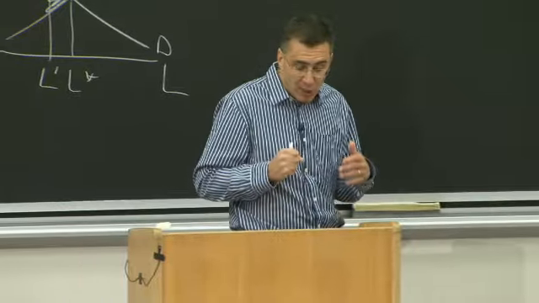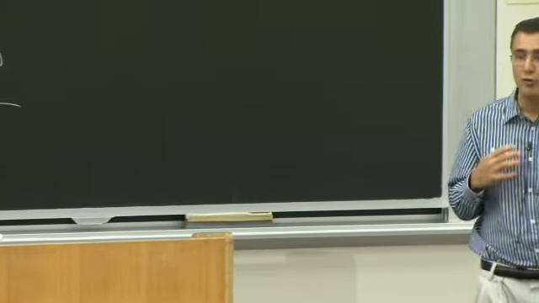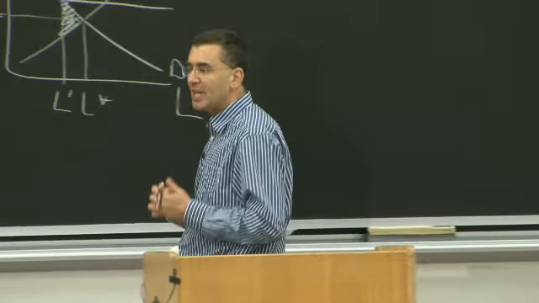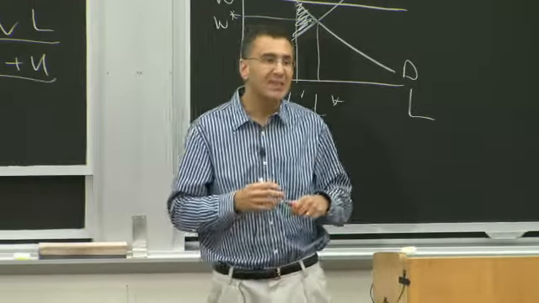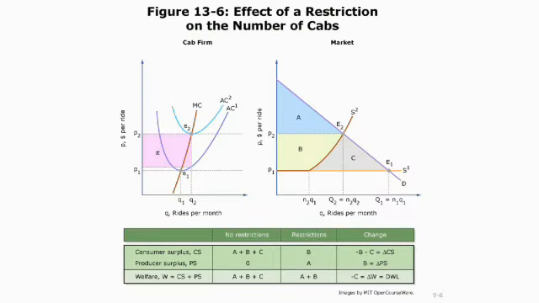Okay? The government issues a certain amount of these taxicab medallions and almost always issues less than would be demanded in the free market for taxicabs. And let's see what effect that has. Okay, so go to 13.6. This is getting kind of complicated, but it's an example of the kind of welfare analysis we can do once we understand these concepts.